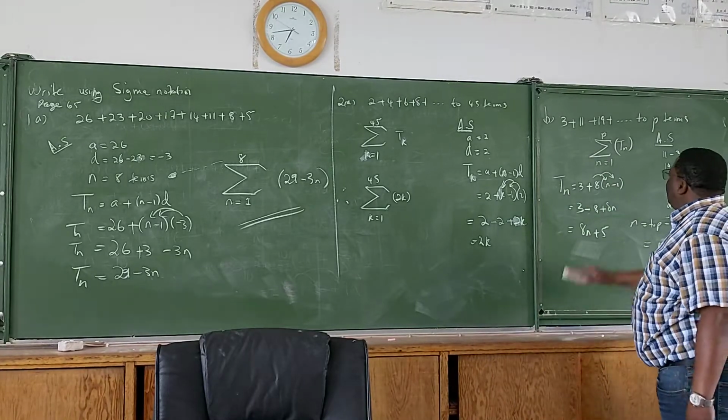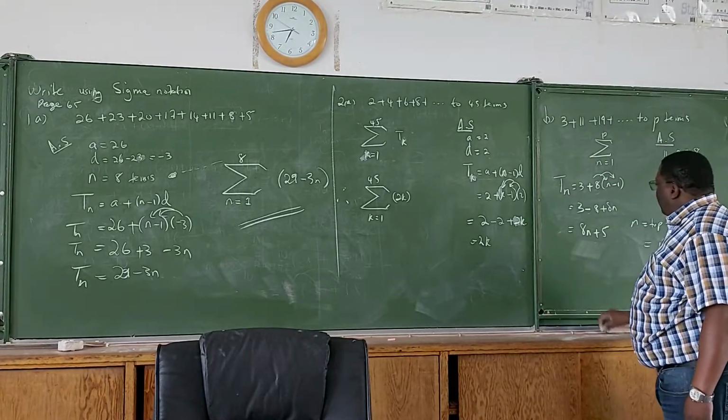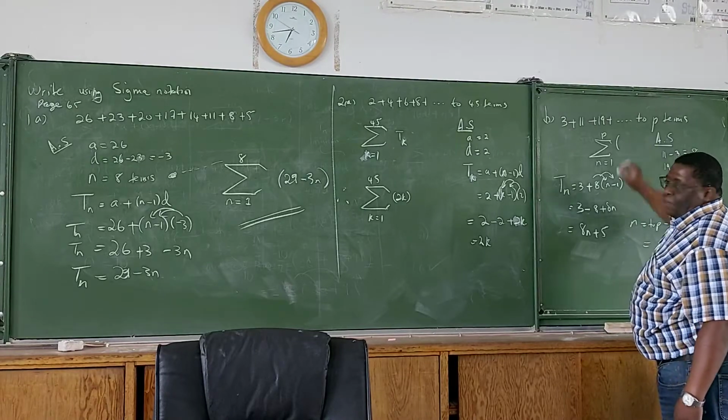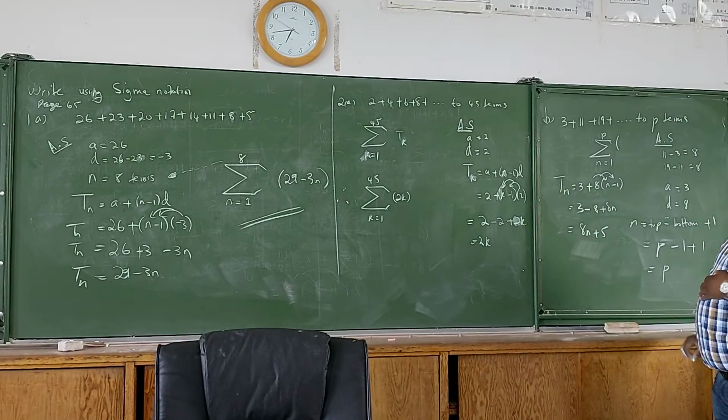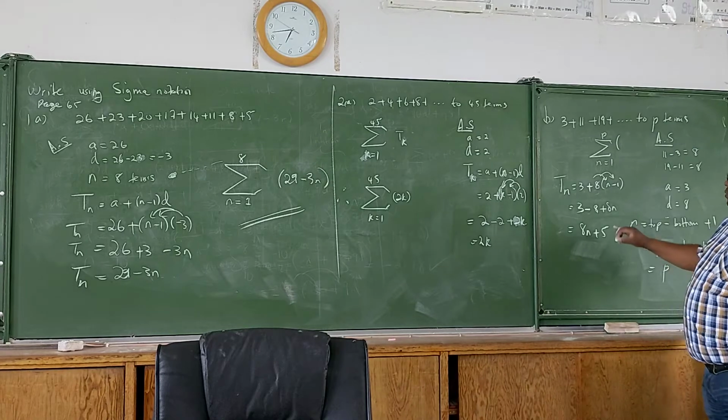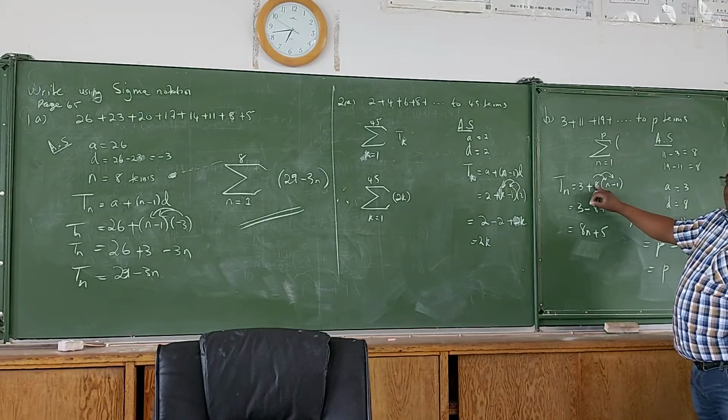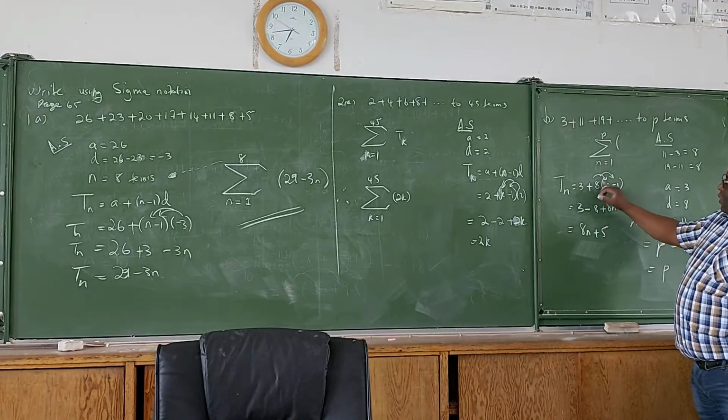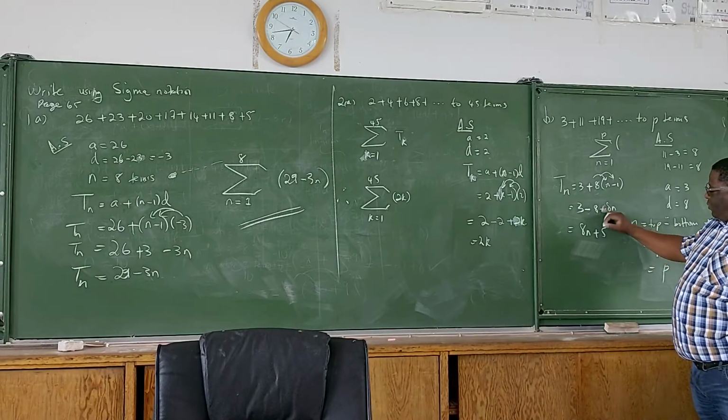So therefore, I'm going to have here minus 5. 8 times n is 8n. 8 times 1 is minus 8.